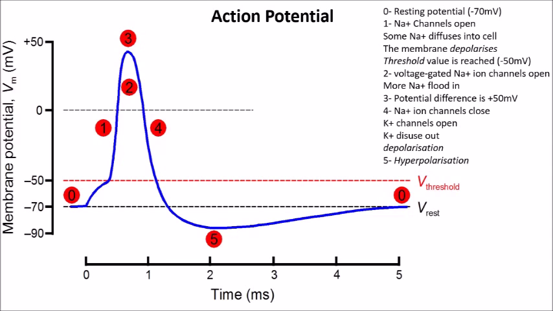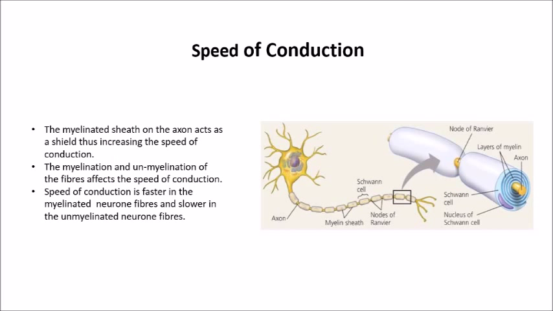Potassium ions diffuse out of the cell, repolarizing the potential difference. However, this overshoots slightly in a process called hyperpolarization. Afterward, the resting potential is restored by sodium-potassium ion pumps. Neurons are designed for action potential conduction. They help meet the functions of the nervous system.